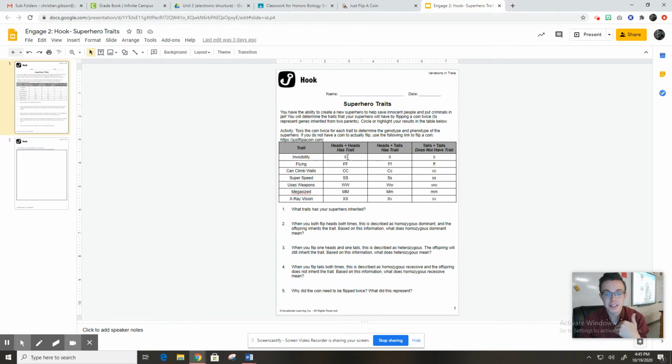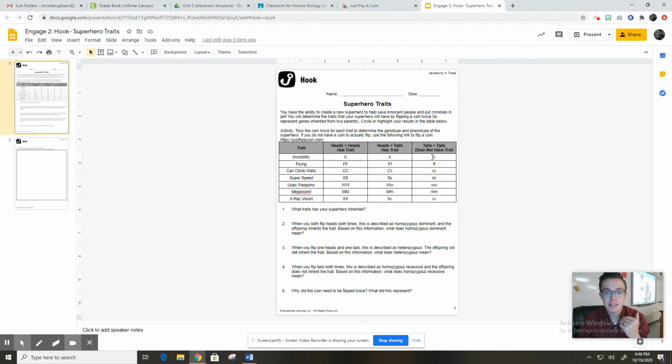If it's heads and heads, that's called homozygous dominant, meaning you have two dominant traits. If you flip it and get a heads or tails, then you're what's called heterozygous, meaning the zygote has two different alleles. Hetero meaning different, right? But the dominant allele always overtakes the recessive allele. So in this case, your superhero would still have the trait of invisibility.